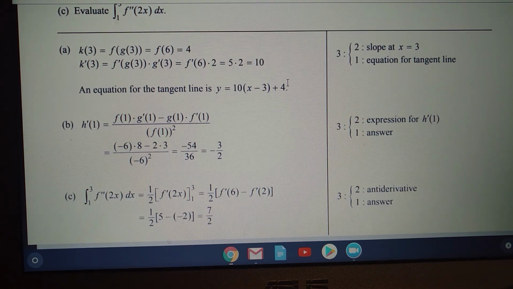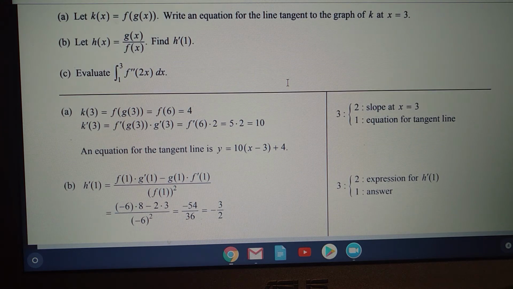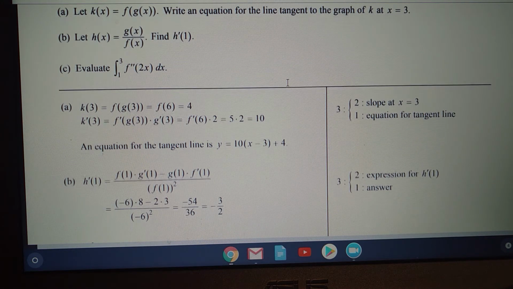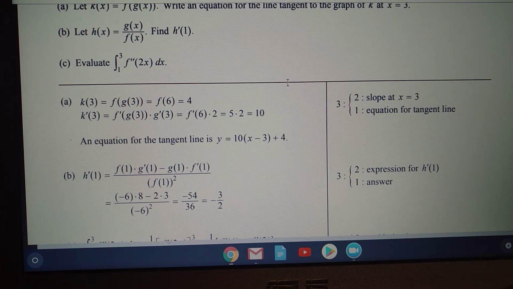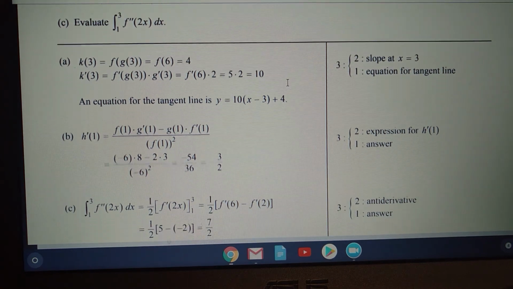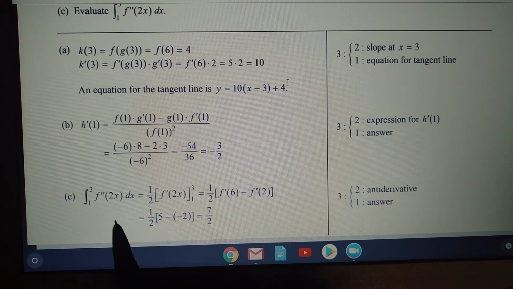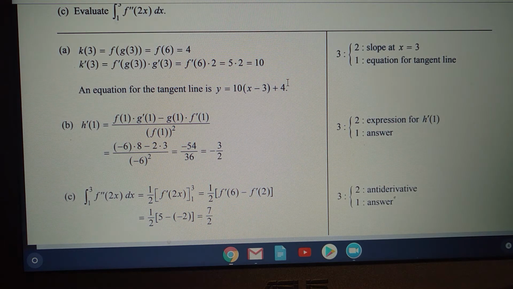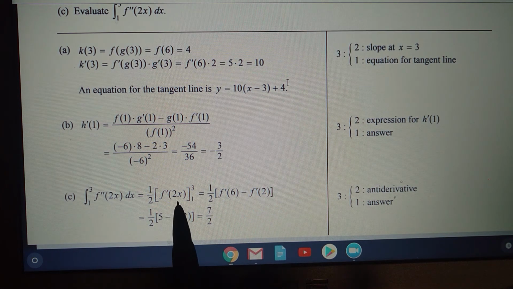Finally, for C, what we're going to have to do here is evaluate this integral of the second derivative of f at 2x. In order to do this integration, we're going to have to use u substitution. u is going to be 2x, so my du is going to be 2 dx. When I substitute in, that gives me this 1/2 out here when I integrate. So I integrate the second derivative, which gives me the first derivative at 2x.